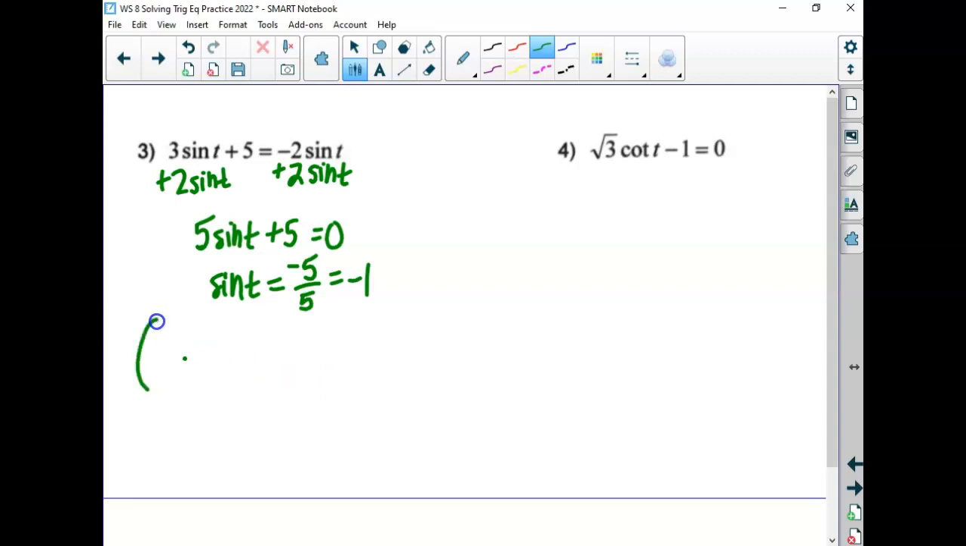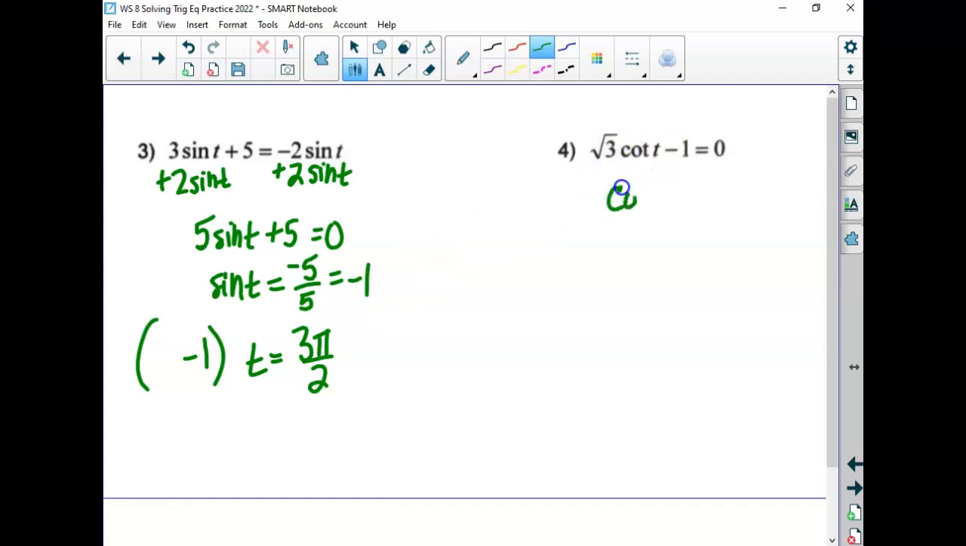So where is the sine of negative 1? Doesn't that only happen once, maybe? 3 pi over 2? And the directions are still just 0 to 2 pi, aren't they? Okay.